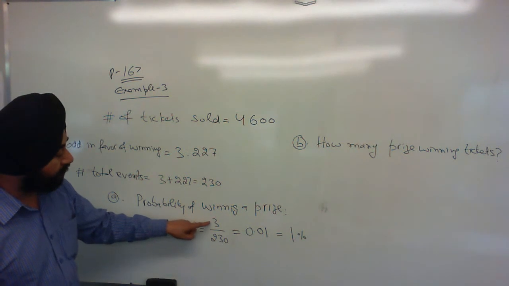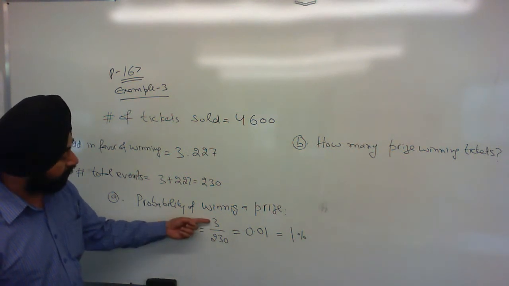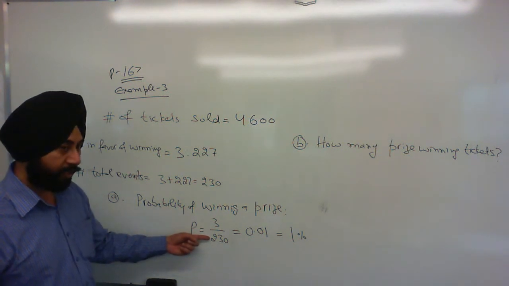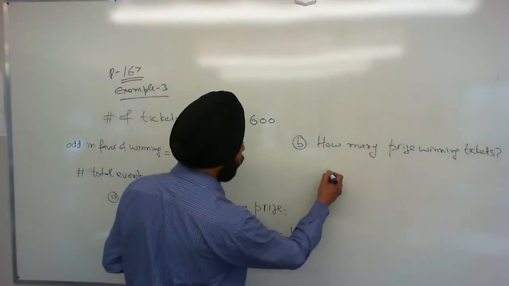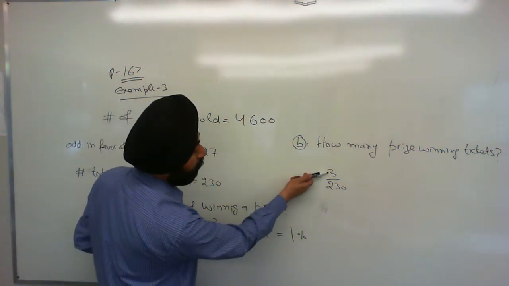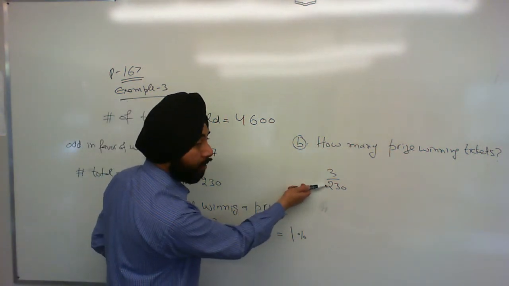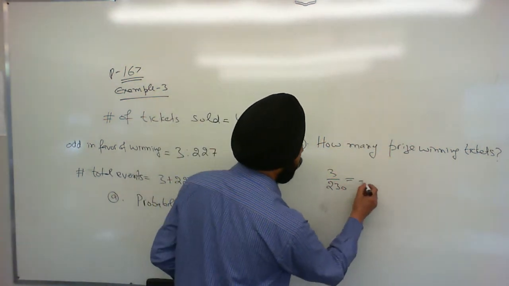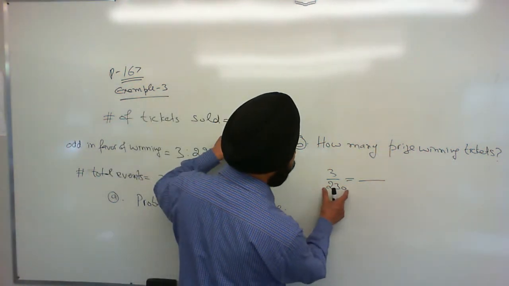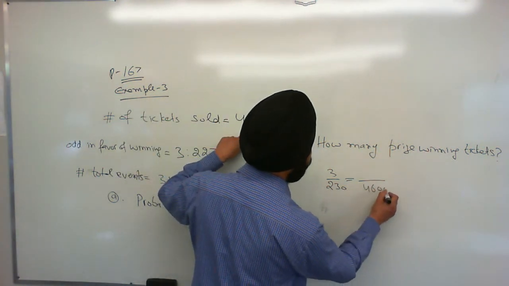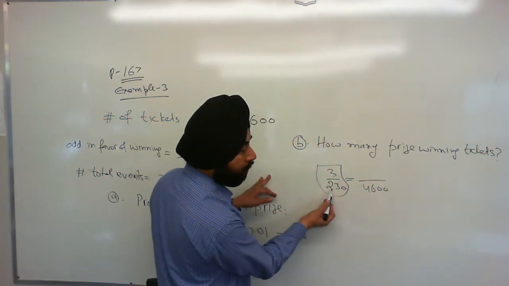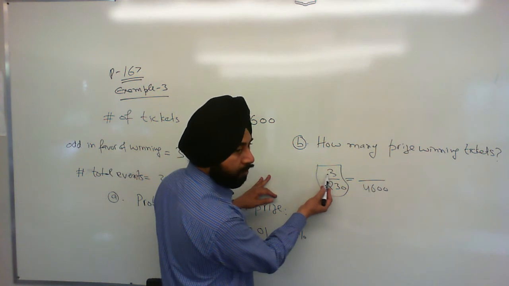You know the probability is 3 over 230. This tells you that 3 tickets are prize winning tickets and 230 are the total number of tickets, right? So you keep this ratio, you write it as 3 over 230, and this number is the total number of prize winning tickets and this is the total tickets printed. Now, how many total tickets were actually printed? 4,600. So you will write this in the denominator.